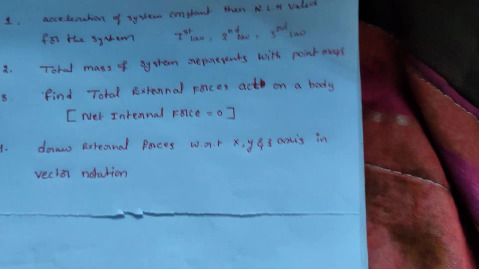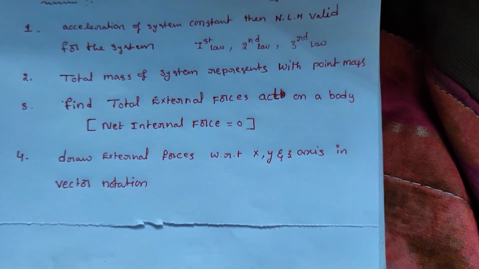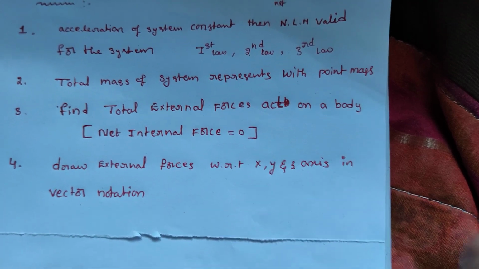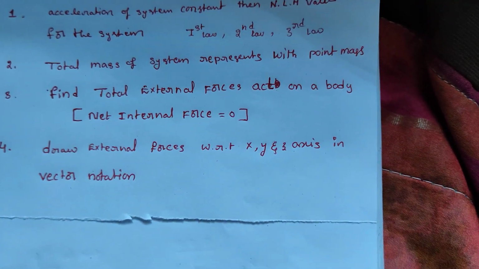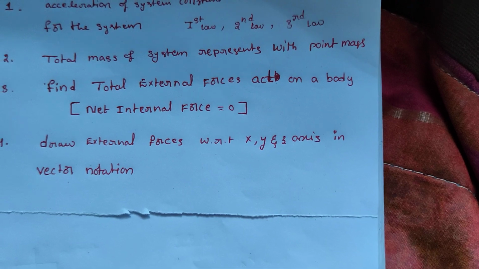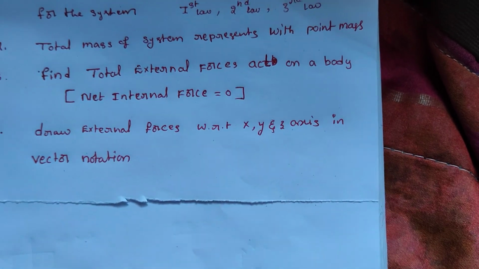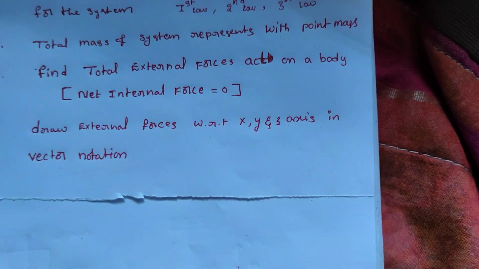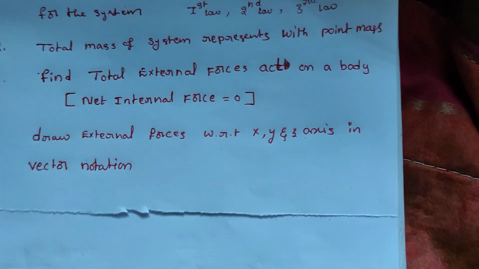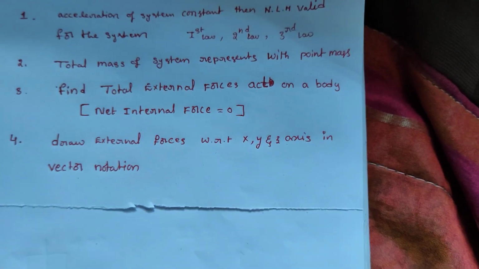Next, the second one: the total mass of the system is represented with a point mass. We have to represent the total mass of the system with a point mass. It is for our convenience. We use that point in this diagram.